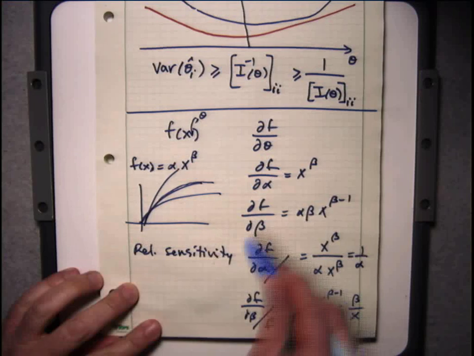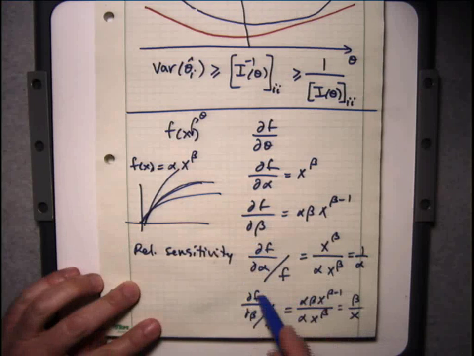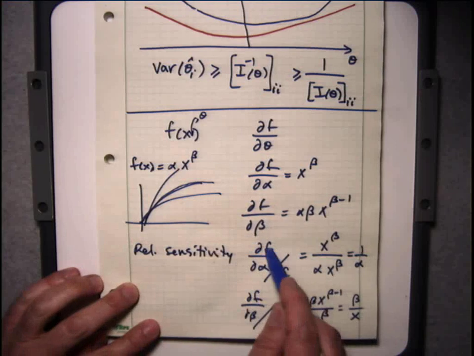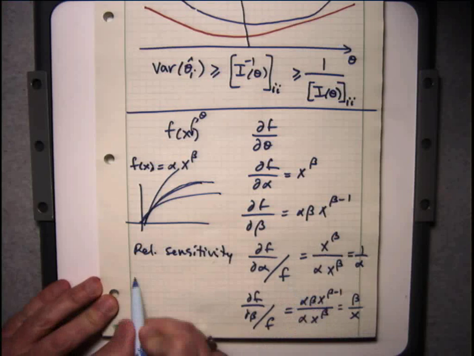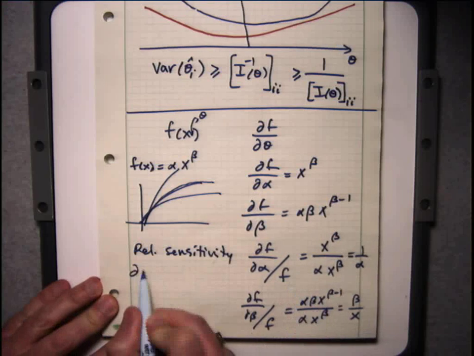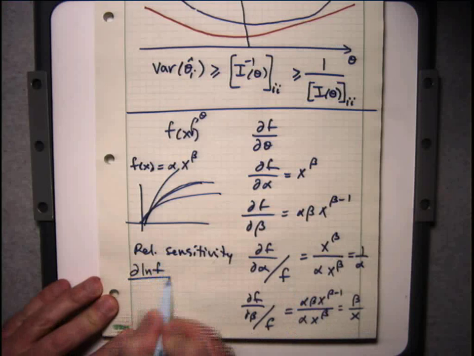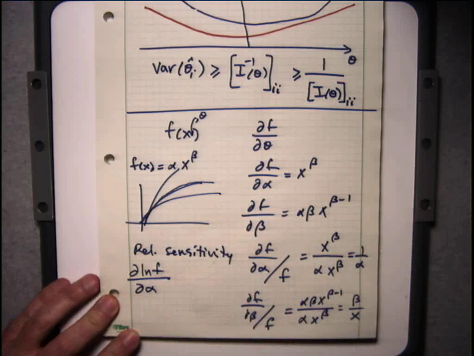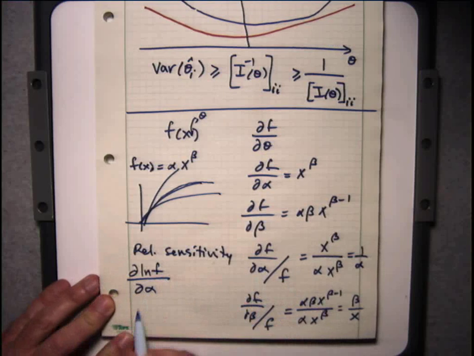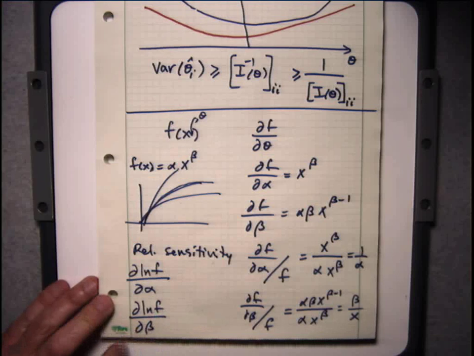Now, if you look at this, this is the derivative of f divided by f. What's another way to write that? You can write it as the derivative of the log of f with respect to alpha. This is exactly that. Or this is exactly that, right?